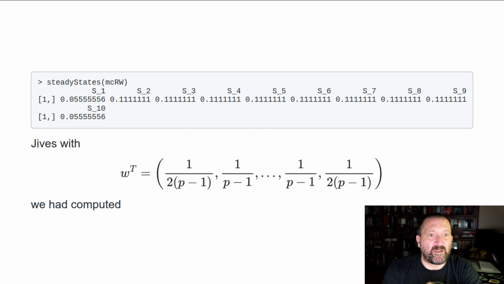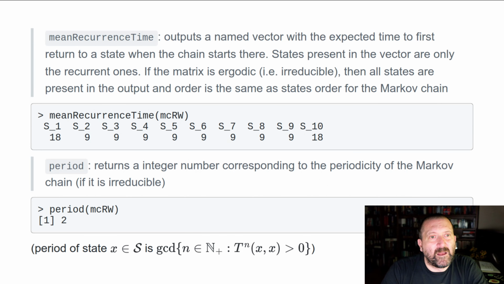But for instance, let me compute the steady states. And this is that vector WT that I computed. And you can see that we get, so remember the number of states here is 10. And I get 1 over 2 divided by 9 here. This is 1 over 9 and etc. So this is exactly what we had computed analytically.